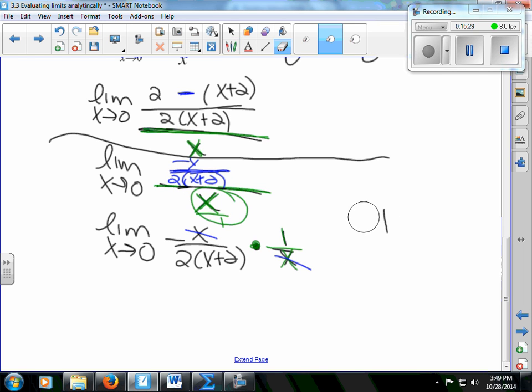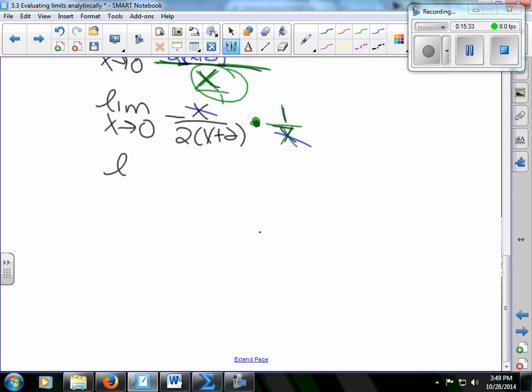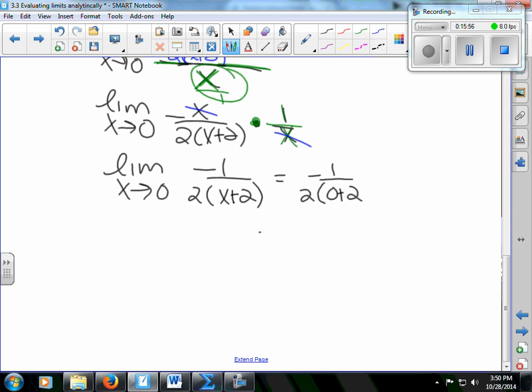Whoops. Oh, this is a no-no. I have to rewrite the limit because I haven't evaluated it yet. Negative 1, because when the x cancels, it divides. And when you divide something by itself, you get 1. Okay, so I have the quantity. I am evaluating the limit now as x approaches 0 of negative 1 over 2 times the quantity x plus 2. Now I don't have to write the limit anymore because I am plugging in 0 for x and evaluating the limit. And my answer is negative 1/4.